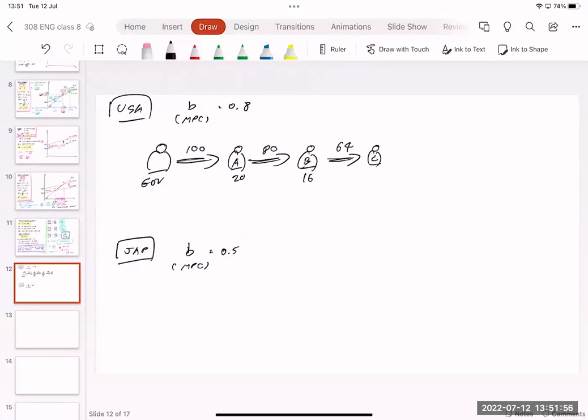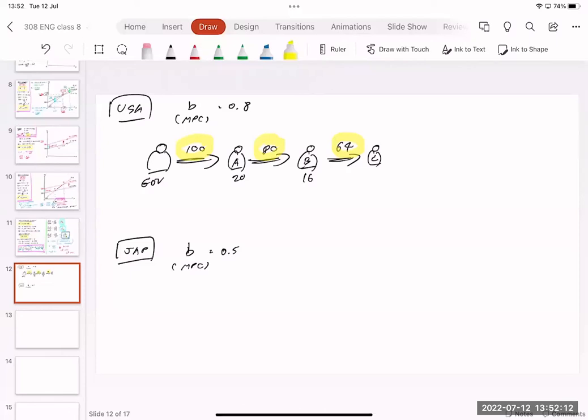64 is going to become the income for Mr. C. This is how the money flows around the economy, depending on the MPC or the value of B.